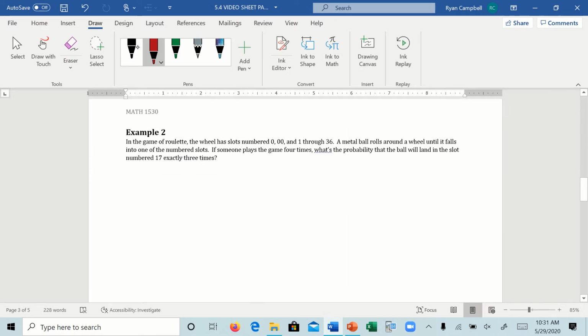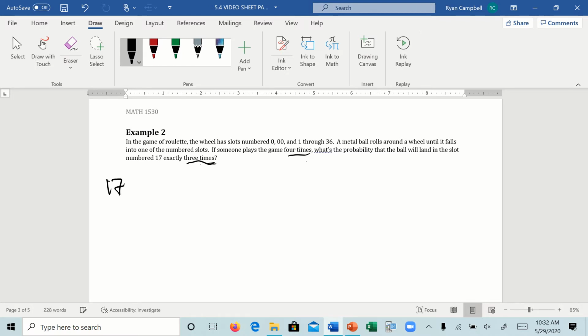Let's do another one. So example 2 in roulette. We've talked about roulette before. We have slots 0, 00, and 1 through 36. So if someone plays the game 4 times, what's the probability that the ball will land in the slot number 17 exactly 3 times? All right. So first thing we got to do is list out all the different ways that you can have 17 exactly 3 times out of 4.